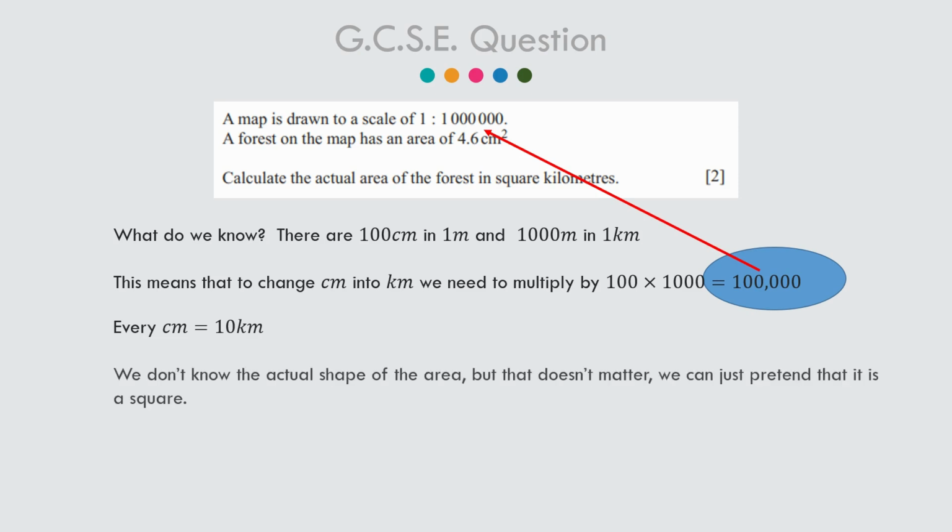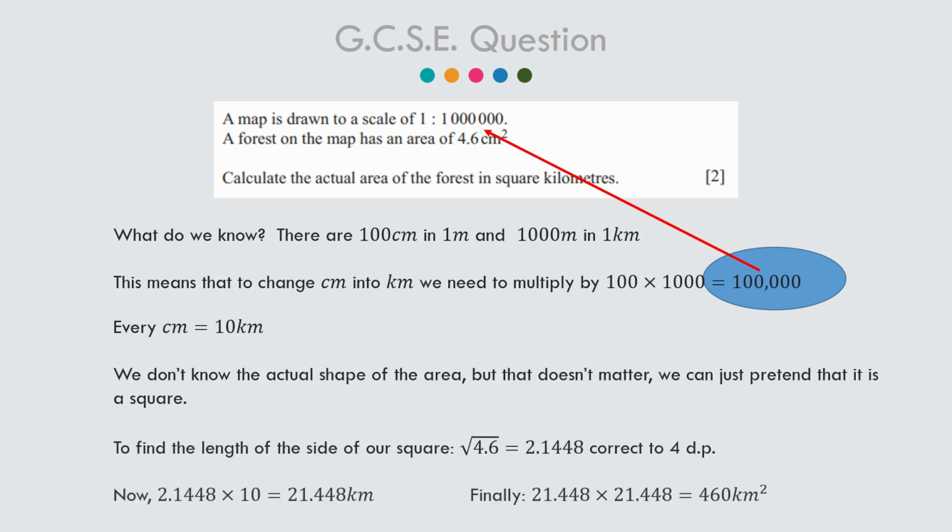We don't know the actual shape of the area, but that doesn't matter. We can just pretend that it's a square. To find the length of our square, simply take the square root of 4.6. Here is my answer correct to 4 decimal places. Be very careful here. When you do this calculation on your calculator, do not round your answer, or you will get the final answer wrong. I have rounded here just to save space. Now, multiply our answer by 10 because remember it's 1 centimeter to every 10 kilometers. Finally, we can square our answer to find the real distance, which is 460 kilometers squared.